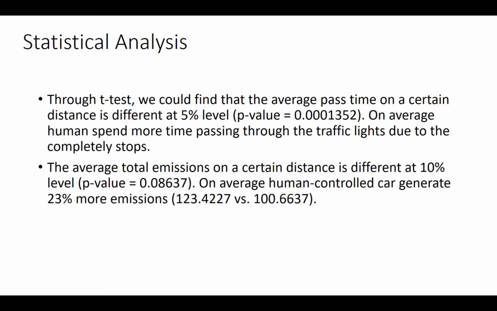Through that, we could find that the average pass time on a certain distance is different at the 5% level. On average, humans spend more time passing through the traffic light due to the complete stops. The average total emissions on a certain distance is different at the 10% level, which means that on average, human-controlled cars generate 23% more energy.